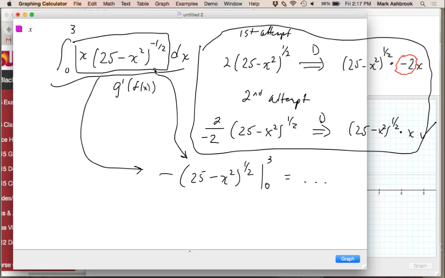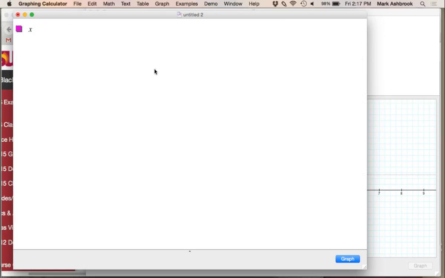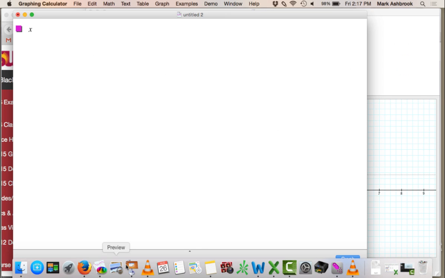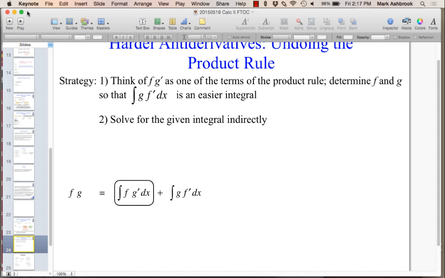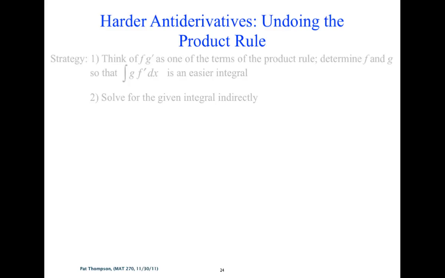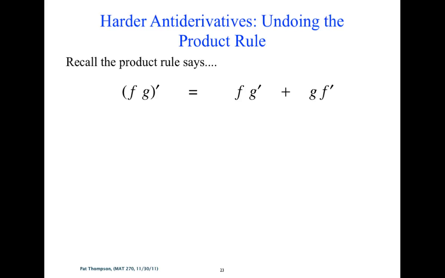Questions? All good? All right, so let's move on to the next technique, which is undoing the product rule. Let's recall what the product rule says. It says that if you have the product of functions and you want to take the derivative, it's the first times the derivative of the second plus the second times the derivative of the first.